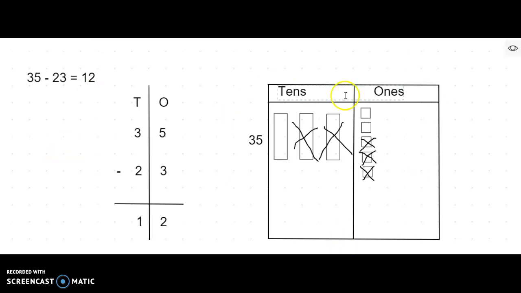We used our strategies to help us solve that subtraction problem. You guys are going to do a great job this week. Use these strategies to help you solve your addition and subtraction problems for your assignments this week.